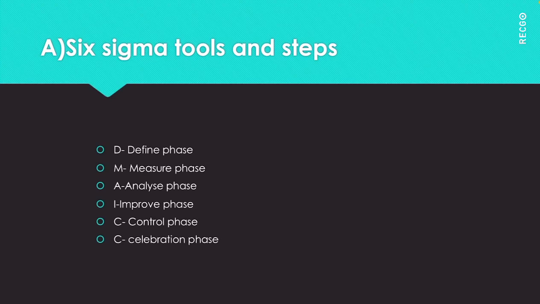Lastly, the stage is to celebrate the success and communicate it to the business. What tools will be used here? Process sigma calculation, control charts, cost savings and control plan.